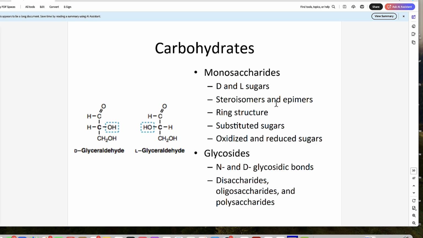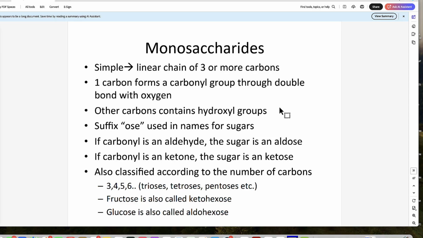This denotes the stereoisomers and the epimers. Hopefully you all remember about them. We're going to go into that a little bit more, and we'll also talk about the ring structures, the substituted sugars, and so forth. We'll also talk about glycosides. So let's go into monosaccharides.